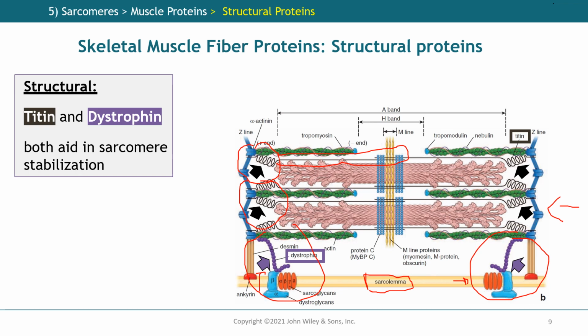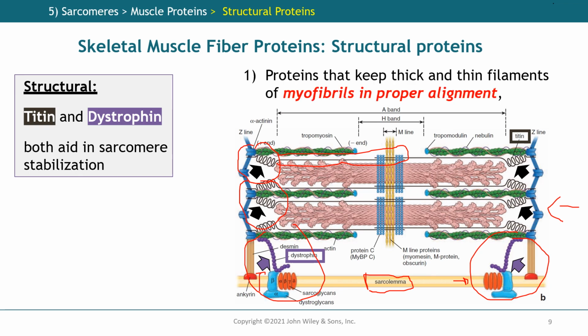So just to summarize, I told you that I was going to give you three main functions. The first function that we talked about is that these structural proteins allow keeping both the thick and thin filaments of myofibrils in proper alignment. So I told you the sliding cannot go in another direction. It has to go in the proper alignment.